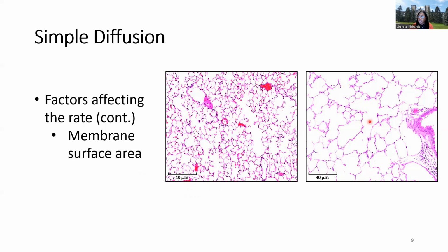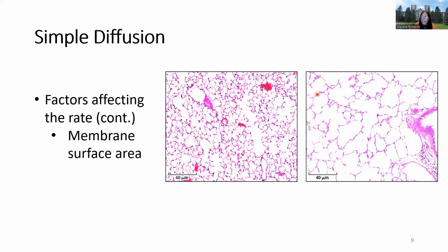So this is a histological image of the alveoli. On the left, this is in a perfectly healthy adult. So we can see these alveoli, and as we can appreciate, there's a lot of surface area, there's a lot of membrane here. And there's a lot of area for gas exchange. So oxygen and carbon dioxide can move freely across these alveoli because there's a lot of membrane or surface area exposed.